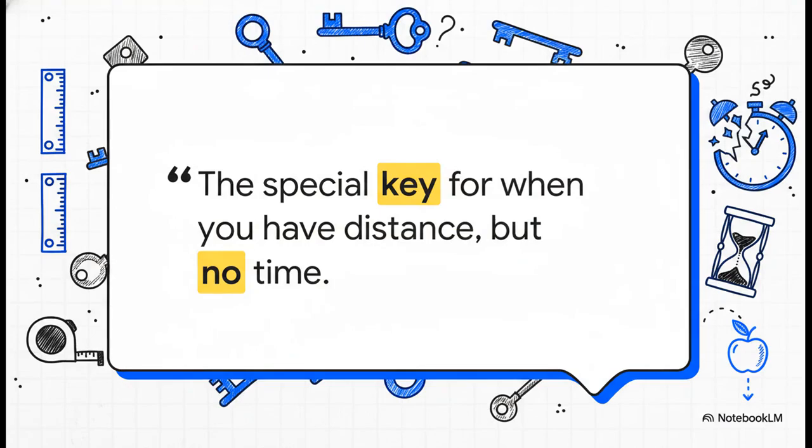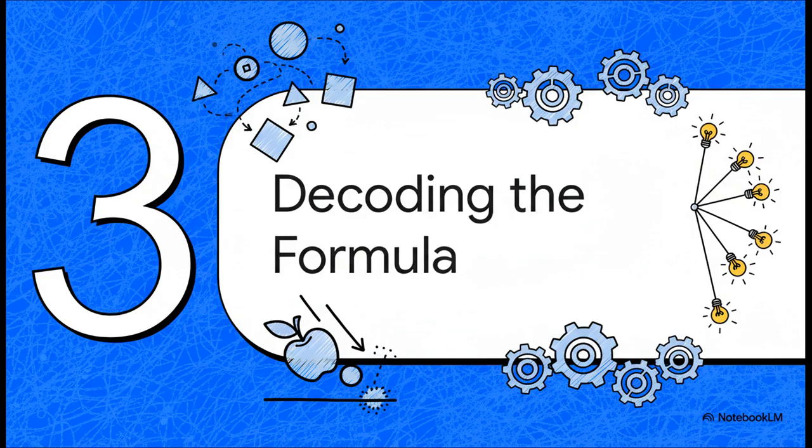You can think of it like this. Every physics equation is like a key that opens a specific type of lock, right? Well, this one is the special, magic key for any problem where they give you the distance or the height, but they decide to keep the time a secret. So let's actually decode this thing piece by piece.